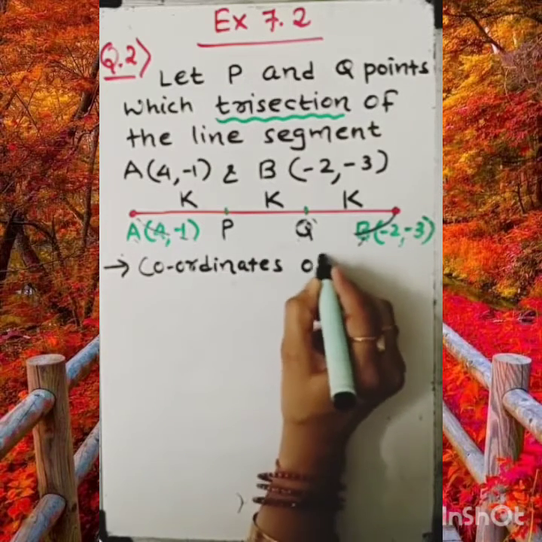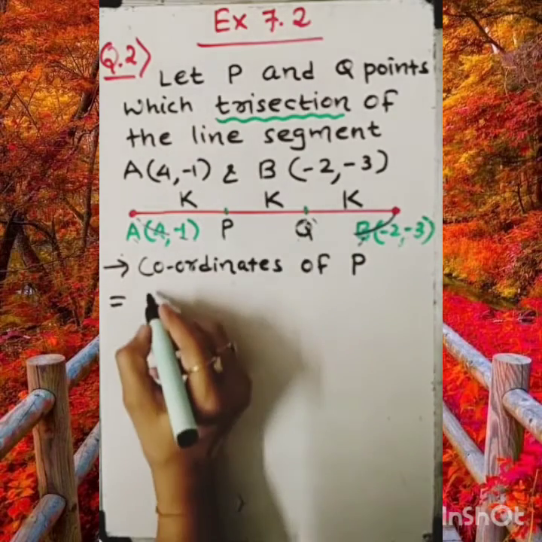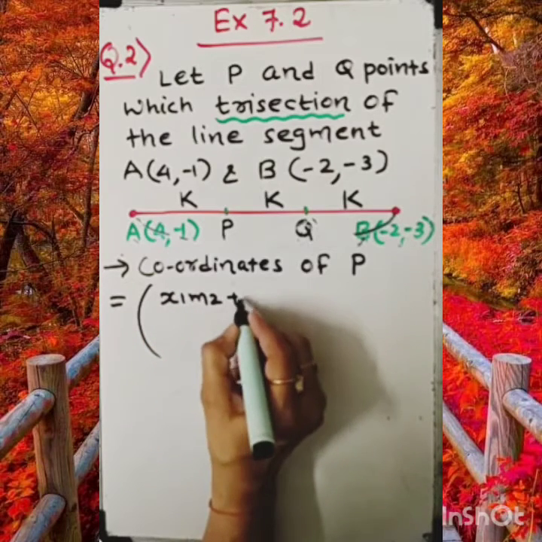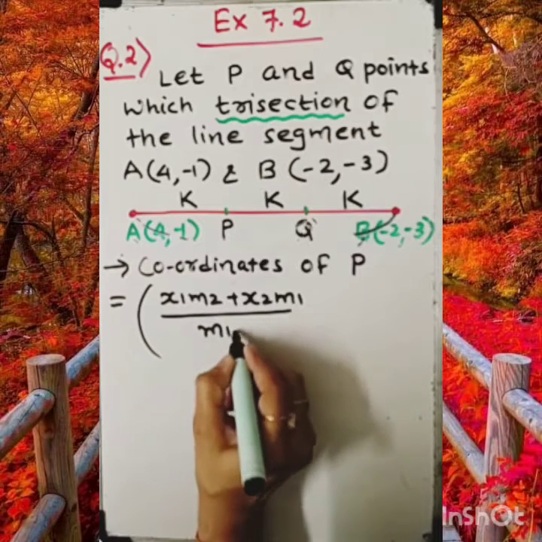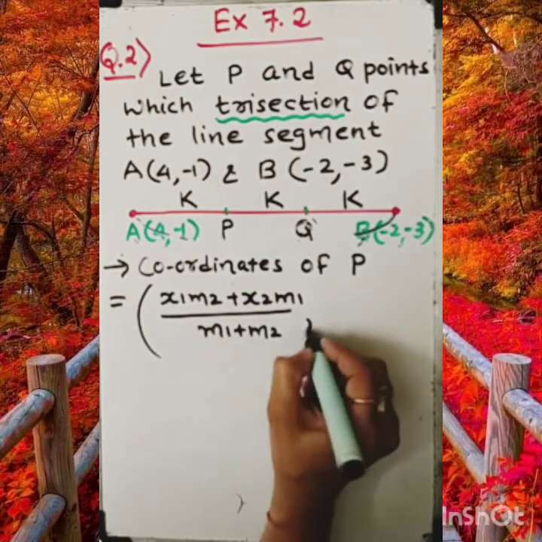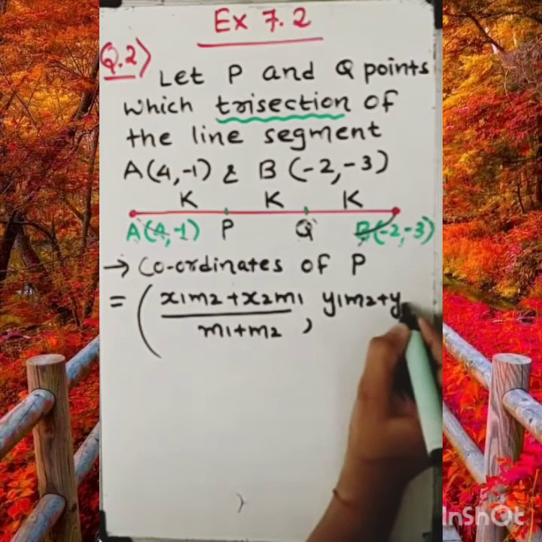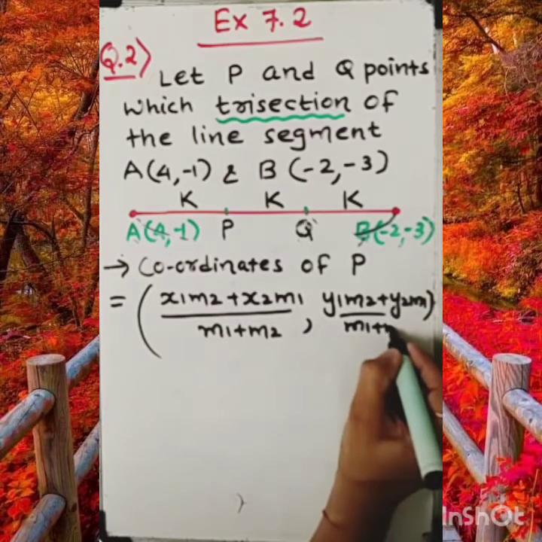Coordinates of point P equal to. Now what is the section formula? Let me note it down here: (x1 m2 plus x2 m1) upon (m1 plus m2), comma, (y1 m2 plus y2 m1) upon (m1 plus m2).